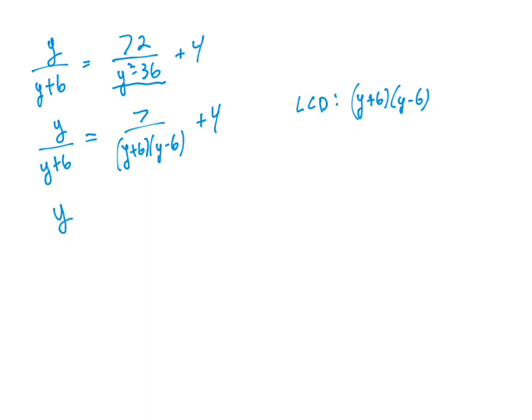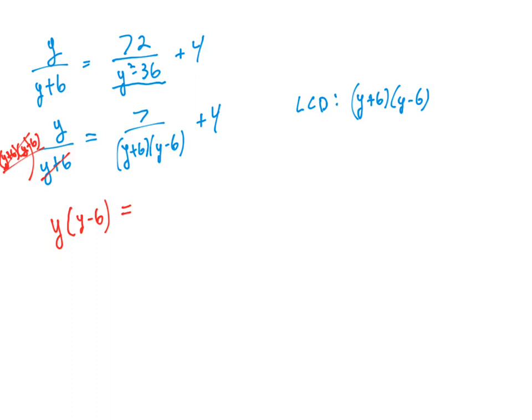The fraction on the left, the y plus 6's will cancel, so I'm left with y minus 6. Sorry, that's not correct. What I mean to write is, so I'll just write it out. Y plus 6, y minus 6 here. So the y plus 6's are going to cancel, so I'm left with y times y minus 6. That's what I meant to write.